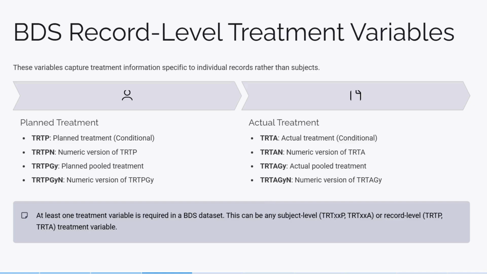This can be any subject level, the TRT01P or TRT01A if it is period 1, or record level, TRTP. TRTP is like final, like the duration of the treatments. Okay, so these variables will also be present in the BDS datasets.